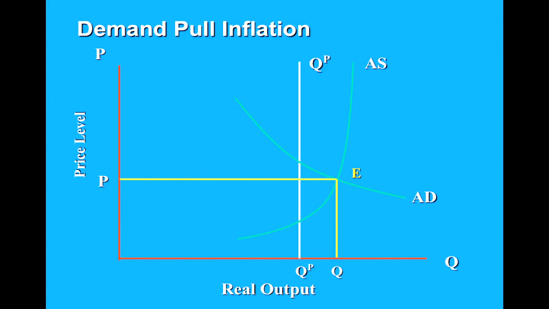Does your figure look like this? Increased government expenditures on both guns and butter drive aggregate demand from AD to AD prime, and equilibrium output increases from E to E prime as real GDP expands. However, when real output rises far above potential output, the price level moves up sharply as well, from P to P prime.